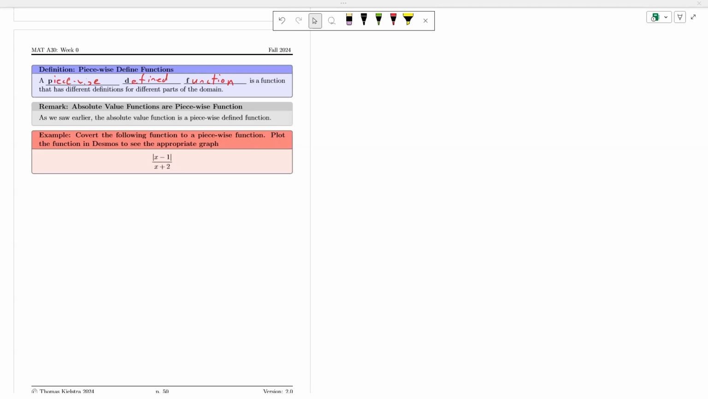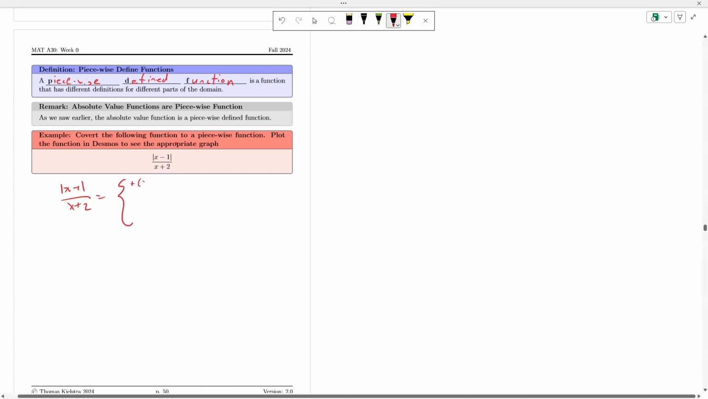Now, earlier we talked about how to split an absolute value function into two pieces. So we're going to review the process by going through the steps. But if you don't quite understand the steps, I highly encourage you to go back to those previous videos. So the absolute value of (x - 1)/(x + 2) equals, we're going to break it up into positive (x - 1)/(x + 2) if x - 1 is greater than or equal to 0, and negative (x - 1)/(x + 2) if x - 1 is less than 0.